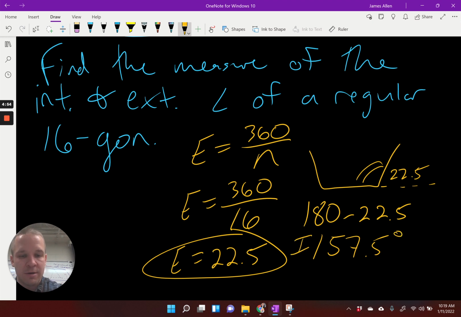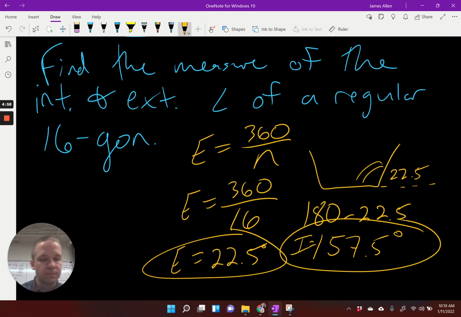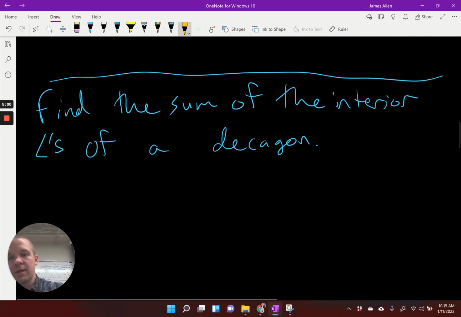But that would be my interior. I got my exterior of 22.5 degrees. We're in business, dogs. All right.